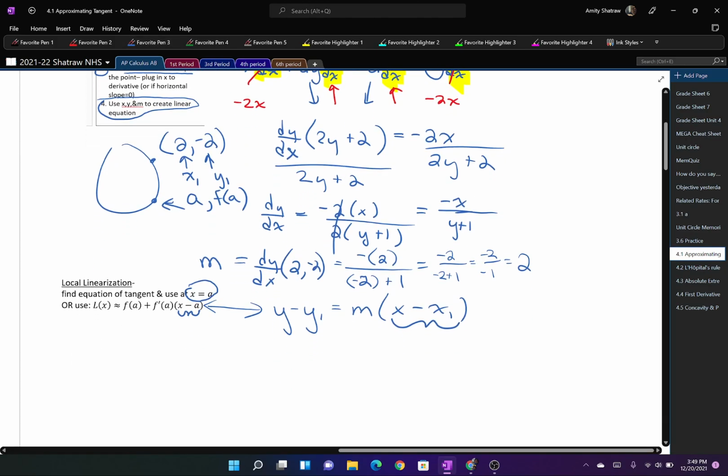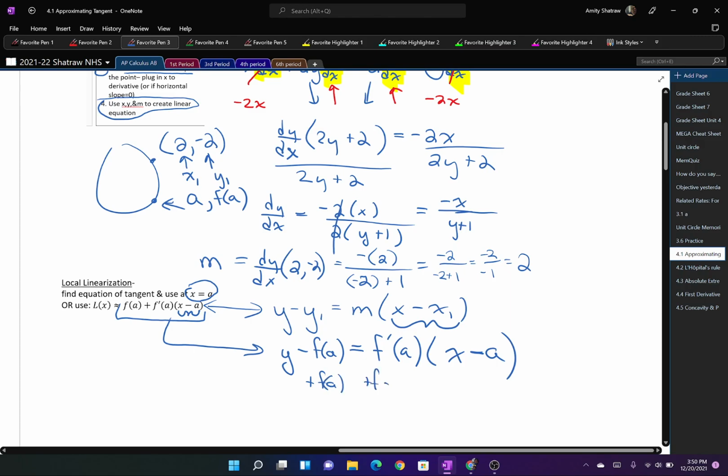And so I'll say that I could rewrite my equation now as y. Instead of y sub 1, I'm going to call it f of a. And instead of m, I'm going to call it the derivative at a. And then I have my x, and I'm taking away that initial point where I wanted to look, which I'm calling a. And boom, these two formulas now look extremely similar. Let me just add f of a to both sides, and you will now see that y equals f of a plus f prime of a times x minus a.